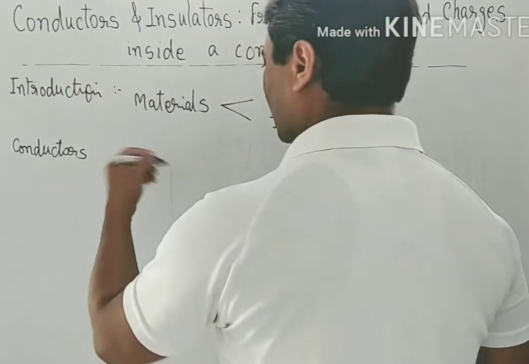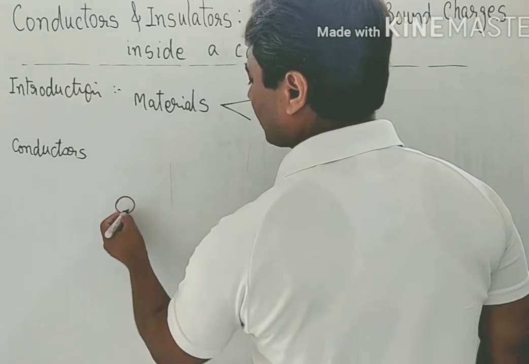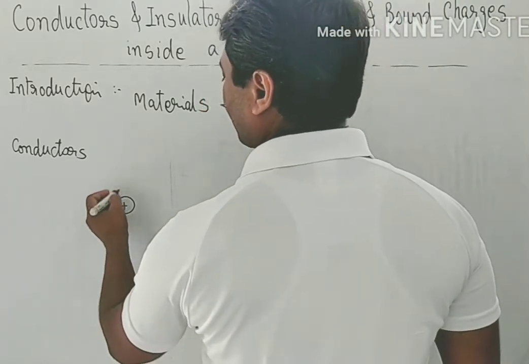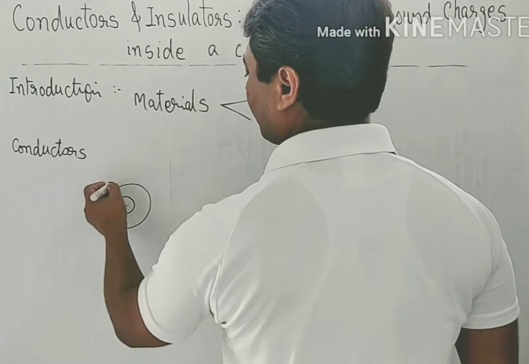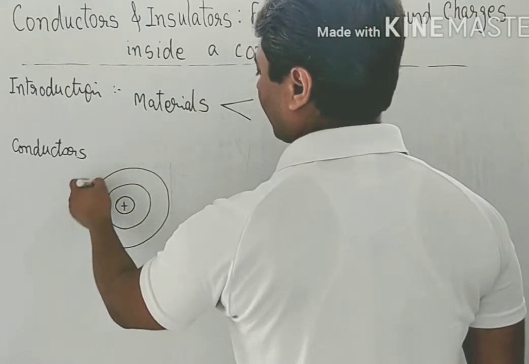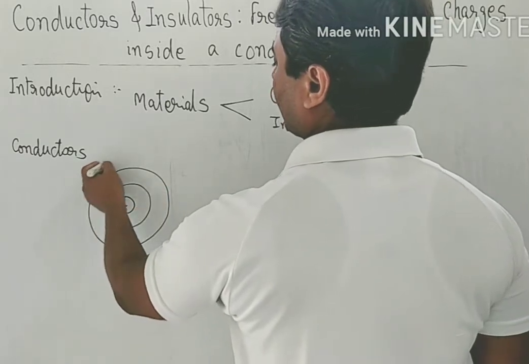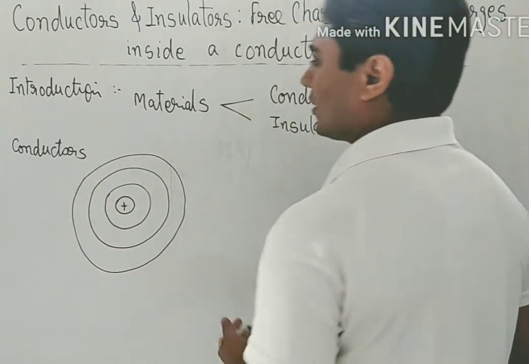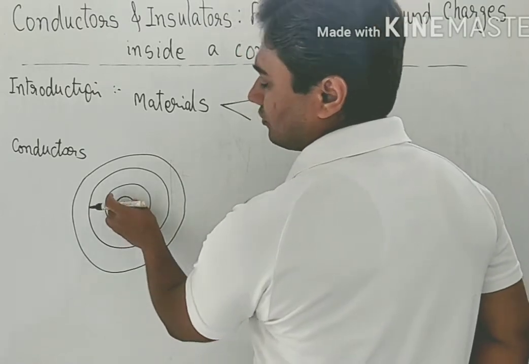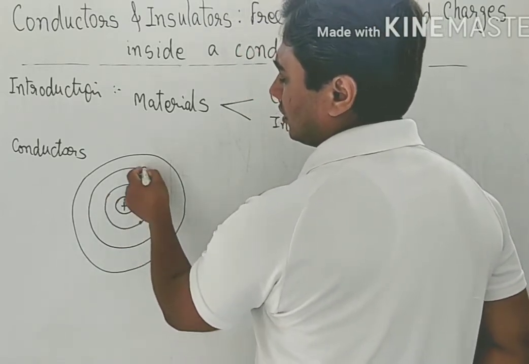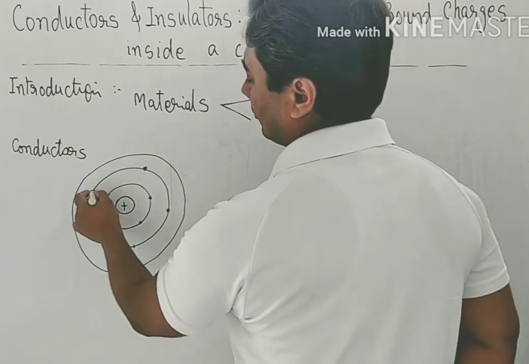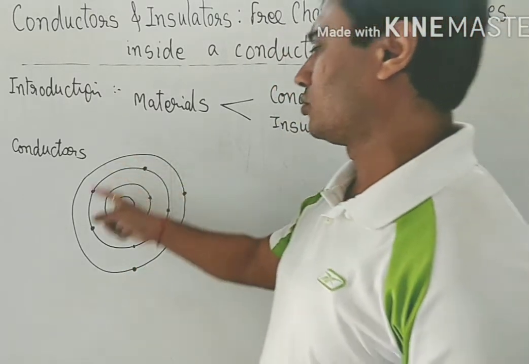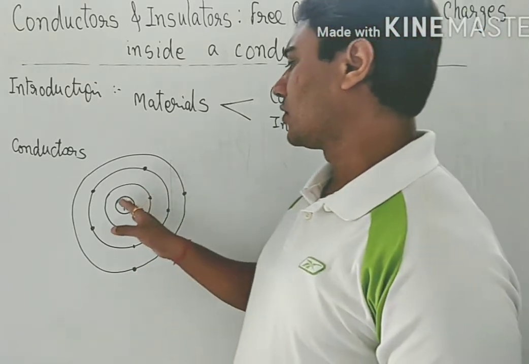Looking into the atomic theory, every substance has its fundamental unit as the atom, and that atom consists of positively charged protons surrounded by revolving electrons equal in number in different orbits. Suppose this is an atom of the conductor, comprising a positively charged nucleus, and here we have electrons, with some electrons in its outermost orbit. Now these electrons revolve around this nucleus.